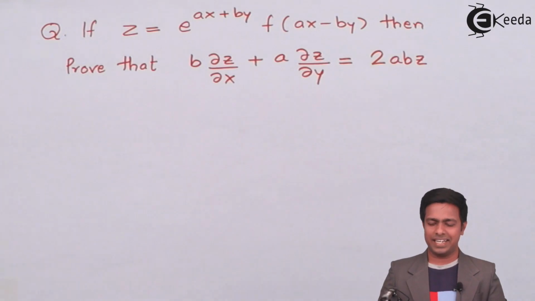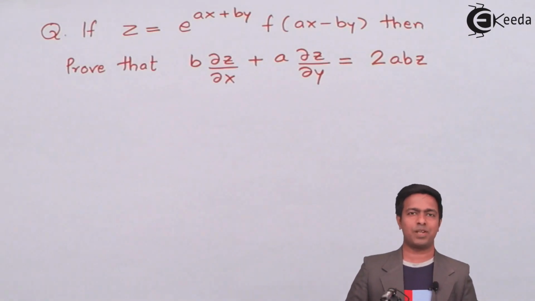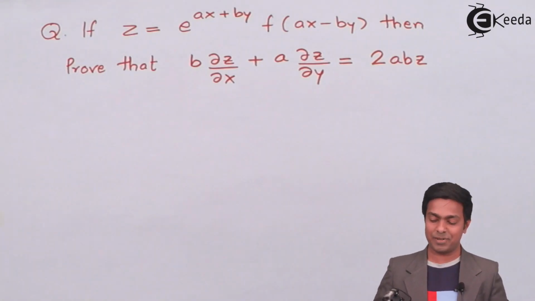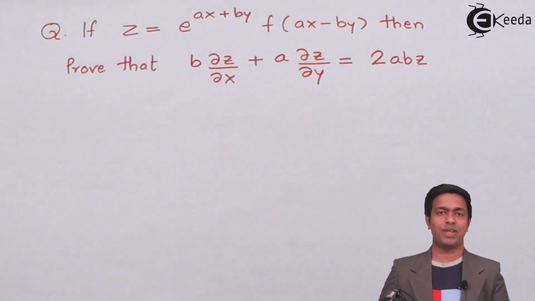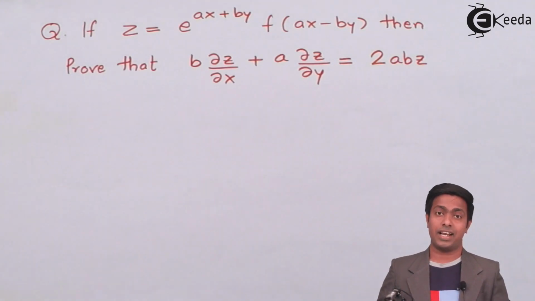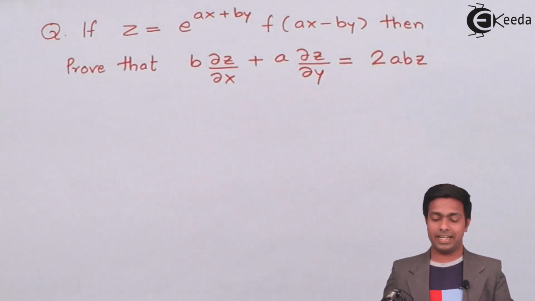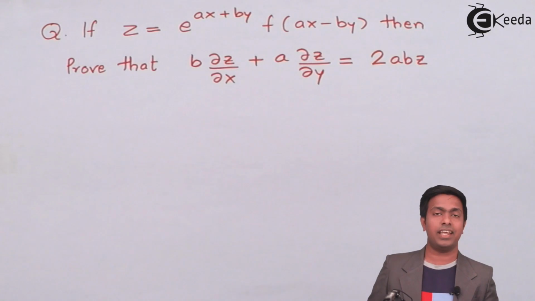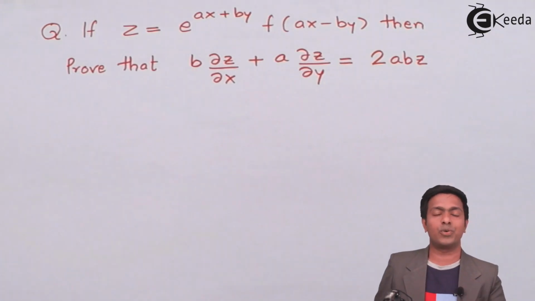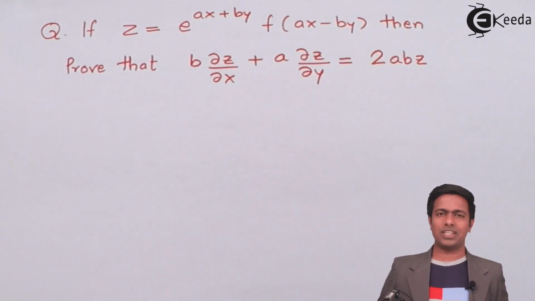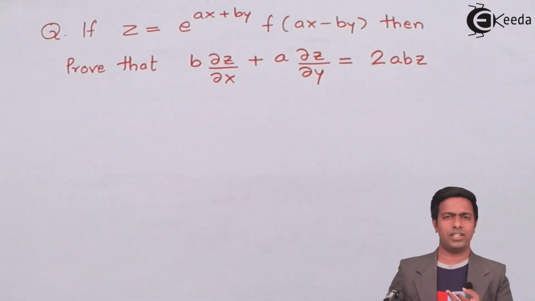So here z is given as e to the power ax plus by f of ax minus by, and we have to prove that b dou z by dou x, and I told you in the previous video it is also called del, so b del z by del x plus a del z by del y is equal to 2abz.